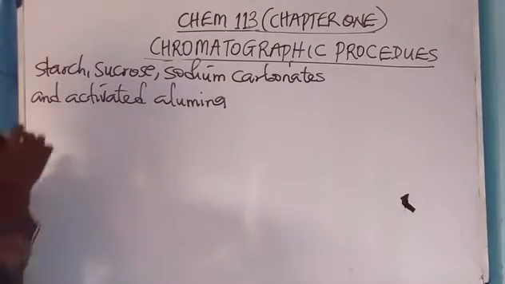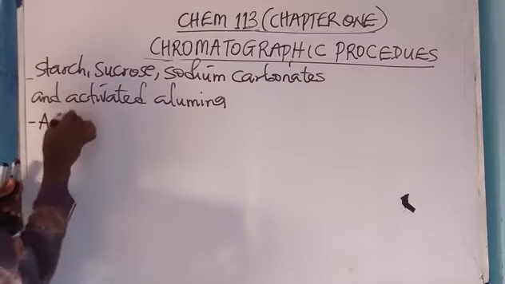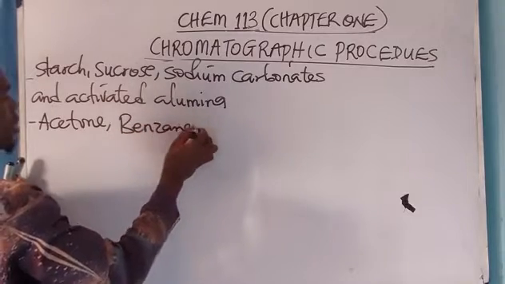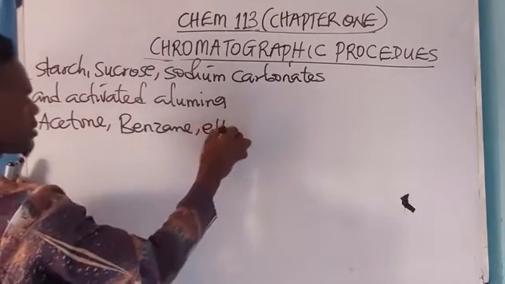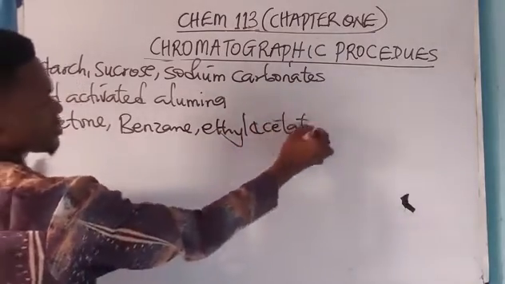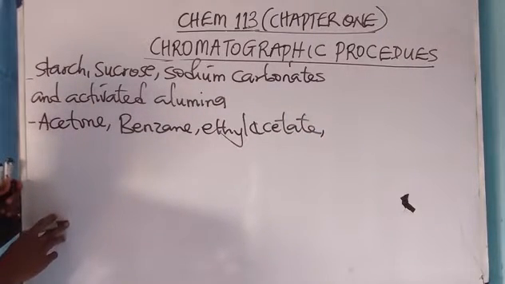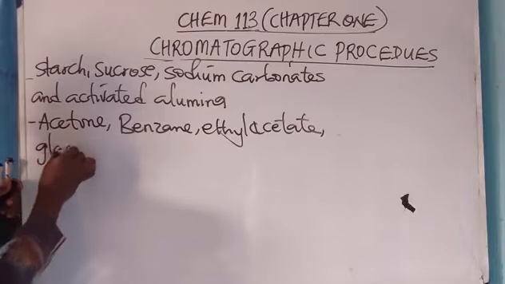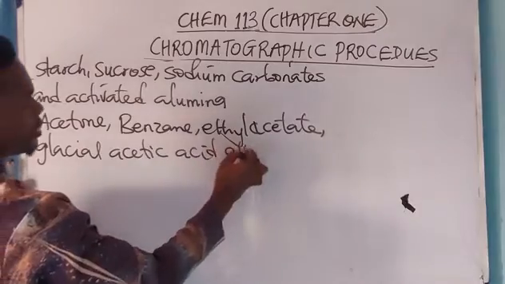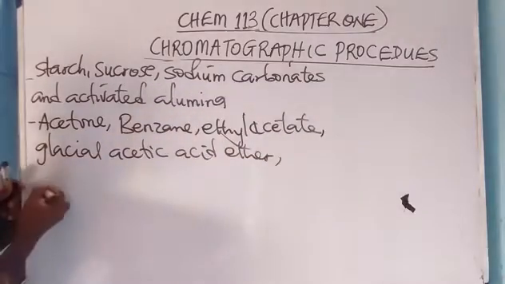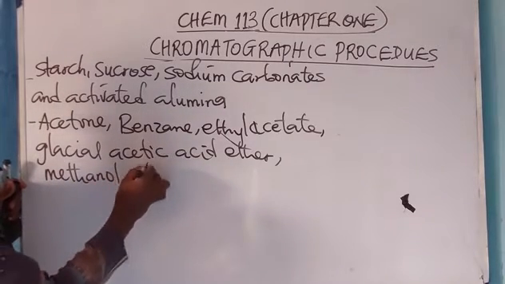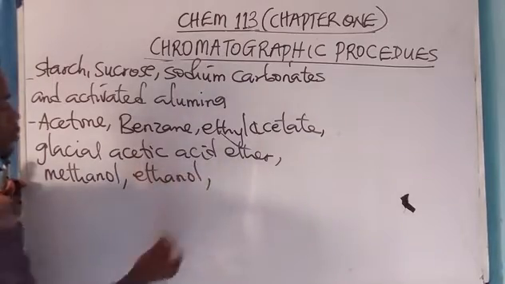While examples of eluents used in column chromatography, which is the mobile phase, we have acetone. Acetone is used as mobile phase. We have benzene. Benzene is used as mobile phase. We have ethyl acetate. Ethyl acetate is used as mobile phase. Glacial acetic acid is also used as mobile phase. Methanol can also be used as mobile phase. Ethanol can also be used as mobile phase.